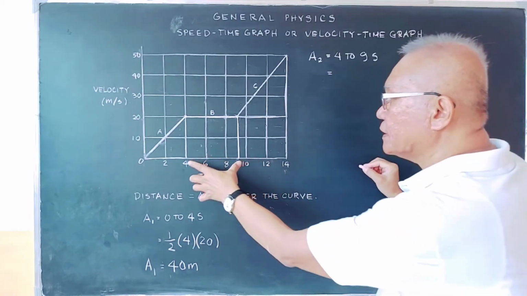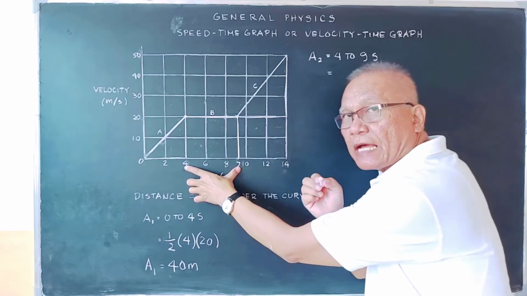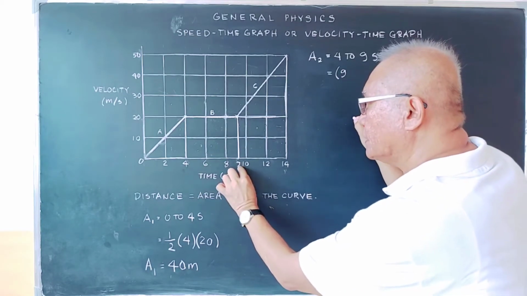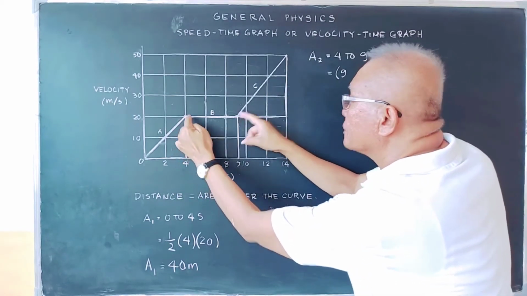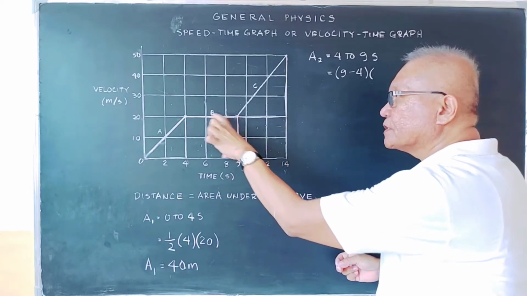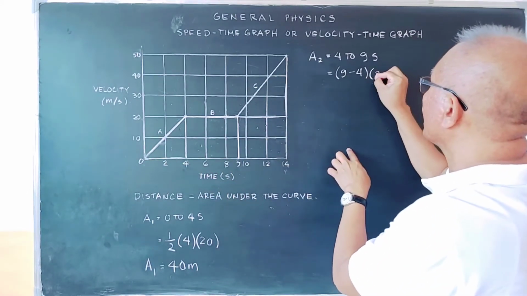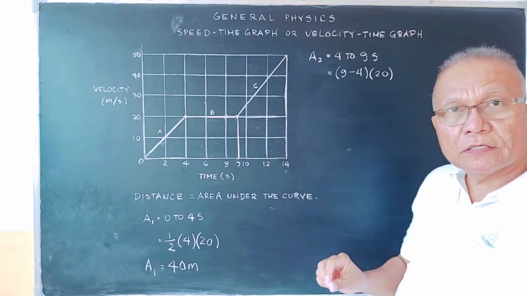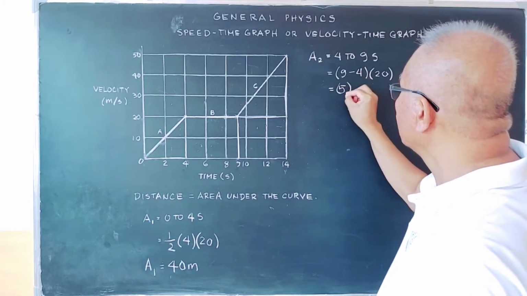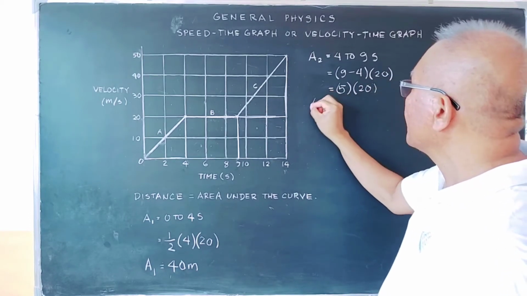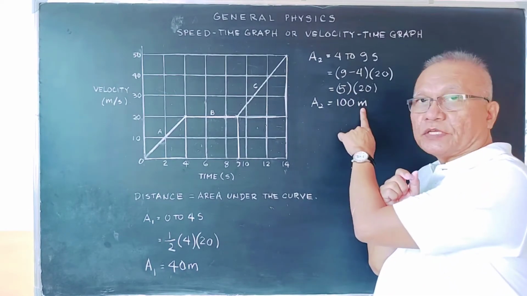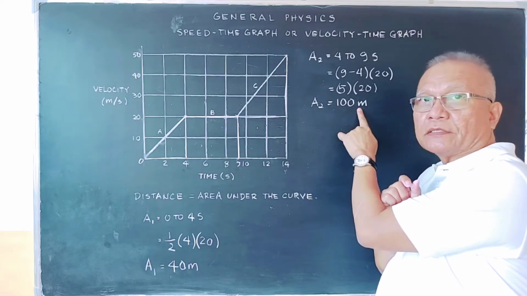So this one, the base is this one. What is the base? It's 9 minus 4. So I'll put here, the base is 9 minus 4, times the height. The height is this one, which is 20 minus 0, or simply I'm going to put 20, because that is minus 0. And then 9 minus 4 is 5, times 20. So our A sub 2 is equal to 100. Unit of distance, meters. So we have A sub 2 is 100 meters.